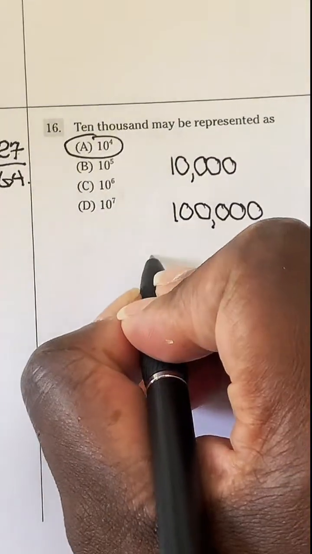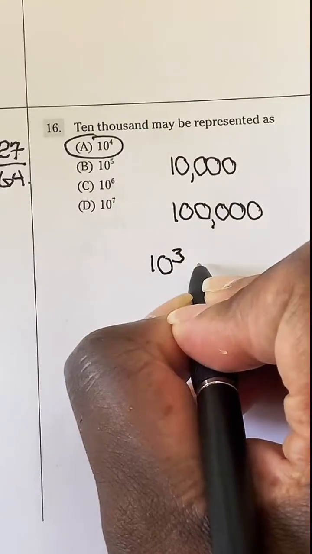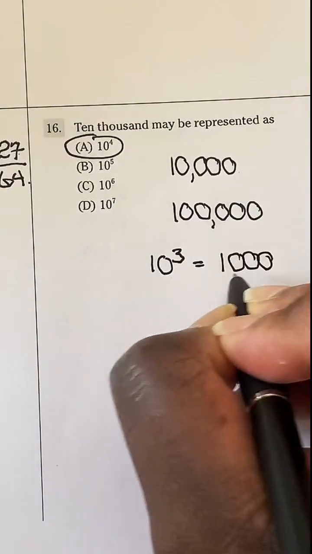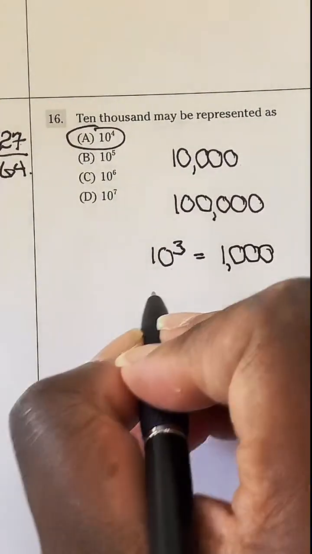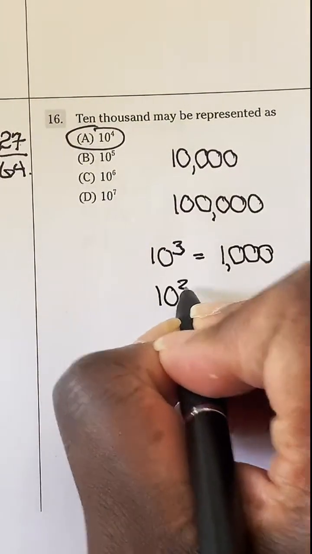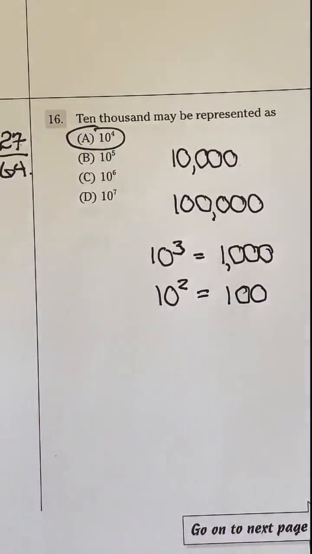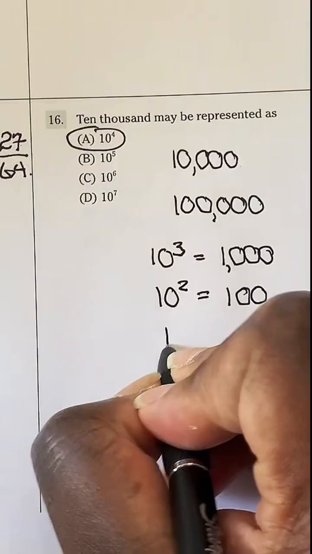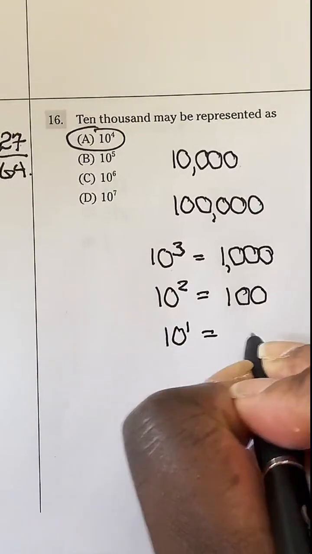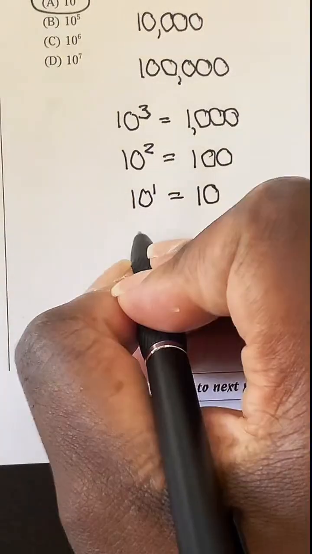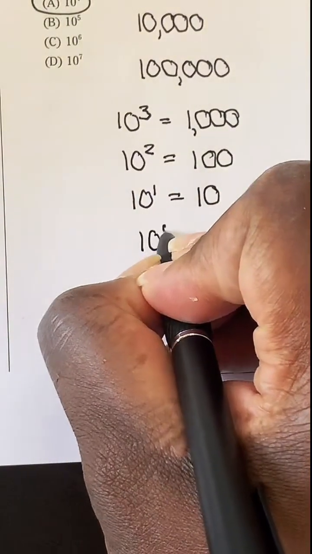If I wanted to say 10 to the 3rd power, that means I'm involving myself with 3 zeros. That is 1,000. If I say 10 to the 2nd power, that means 2 zeros. That's going to be 100. And 10 to the 1st power, that's going to be 1 0. So that'll be 10. So what's 10 to the 0 power?